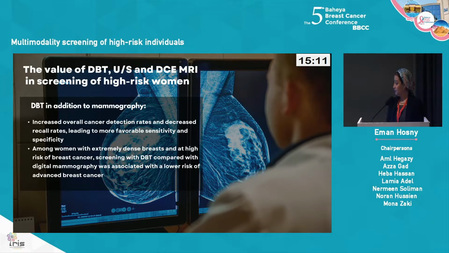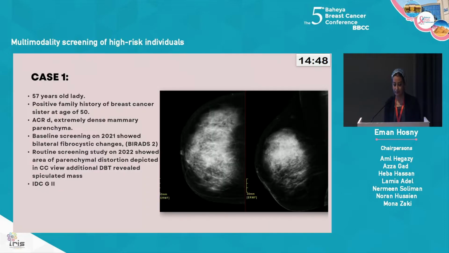The value of different modalities in breast cancer screening of high-risk women. Let's start with digital breast tomosynthesis. It increases the overall cancer detection rate and decreases the recall rate, leading to more favorable sensitivity and specificity. Among women with extremely dense breasts at high risk of developing breast cancer, digital tomosynthesis compared to mammography alone can be associated with a lower risk of advanced cancer.